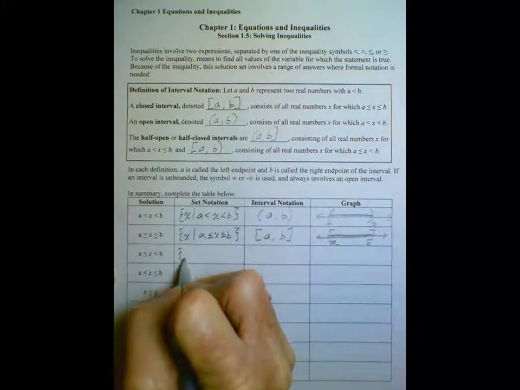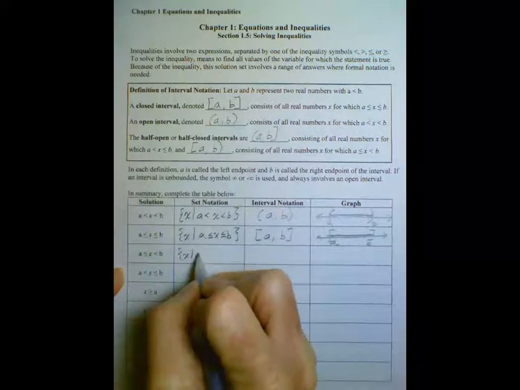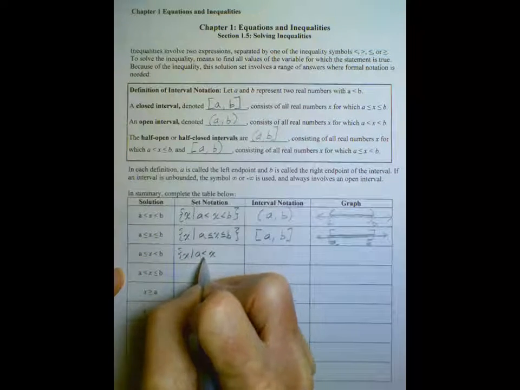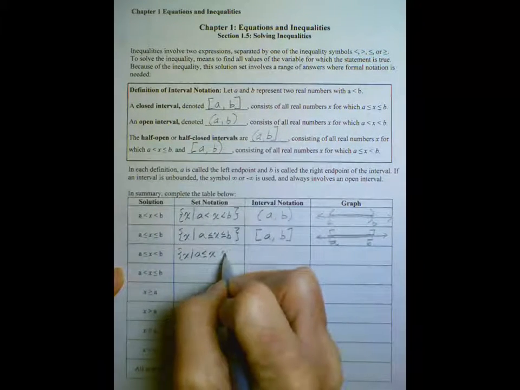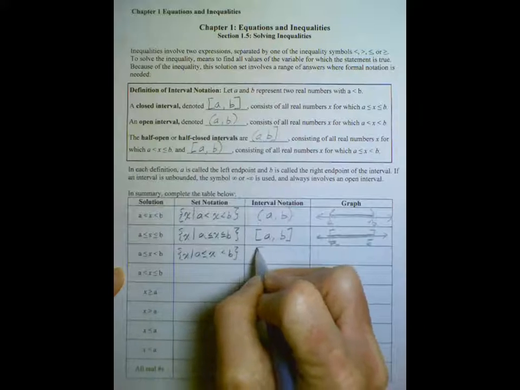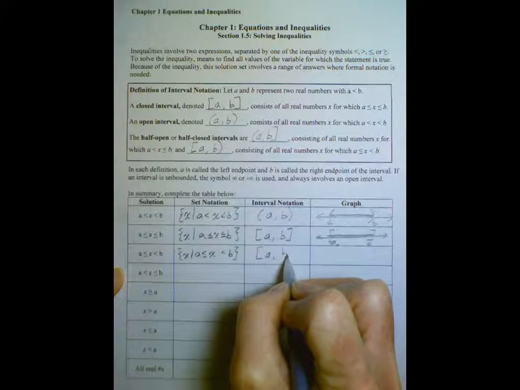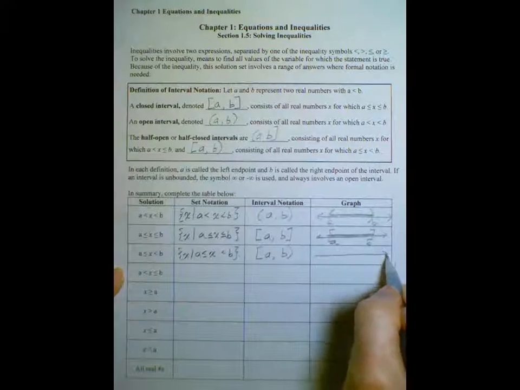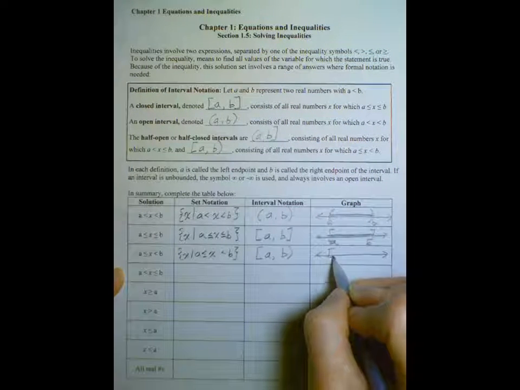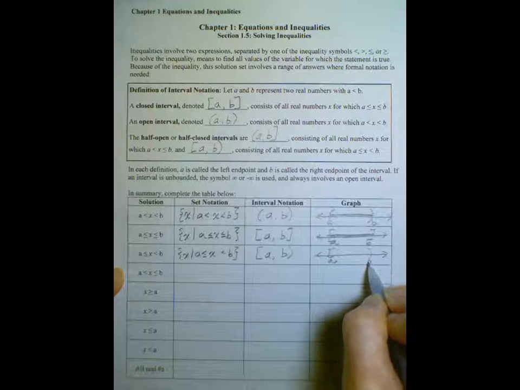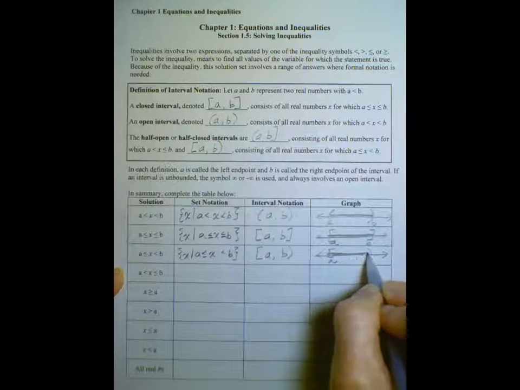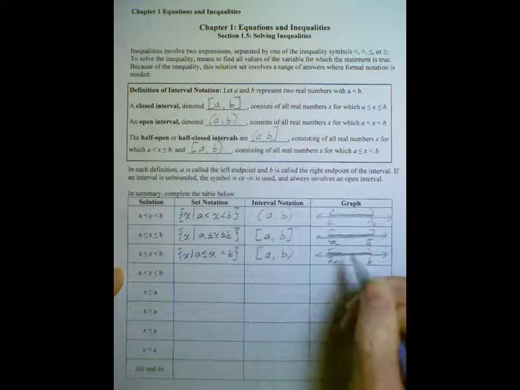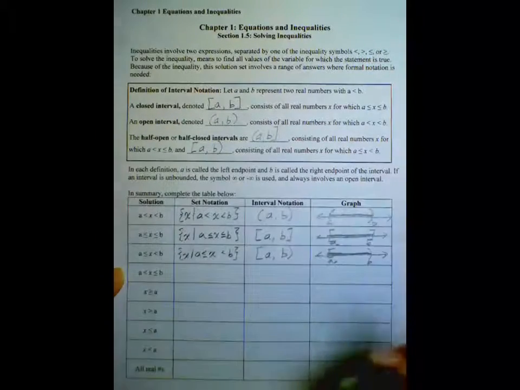Okay, the set of all x such that, here's one of those half open ones. X is greater than or equal to a, but less than b. So it could be a, and it goes all the way to b, but it doesn't quite get there. So on our number line, we have a bracket at a, we have a parentheses at b, and we shade everything in between.